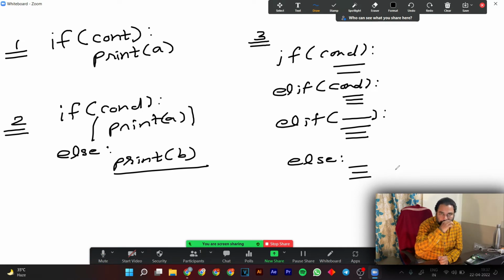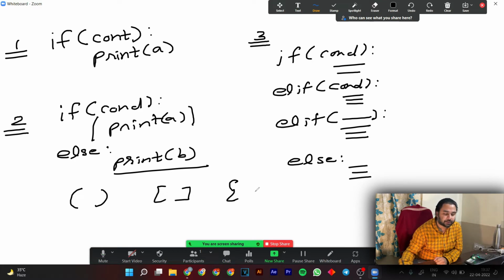One more thing, Python is basically a language which does not have braces as block delimiters. Braces, I think you all know, but however, I am writing it on your screen. This is your parenthesis, this is your square bracket, and this is the braces. These all are there in Python, but they are not being used as a delimiter of the block.